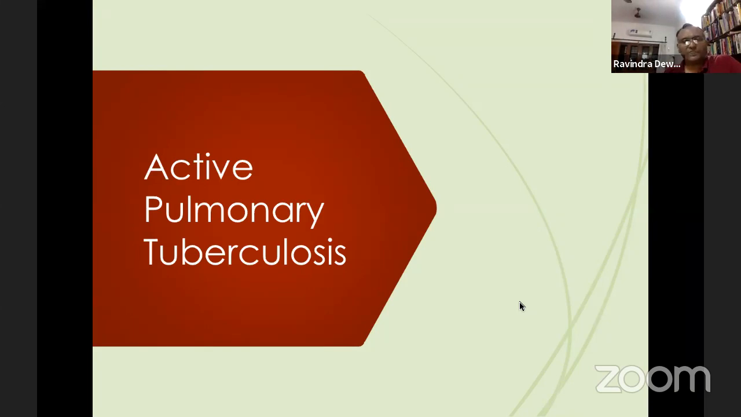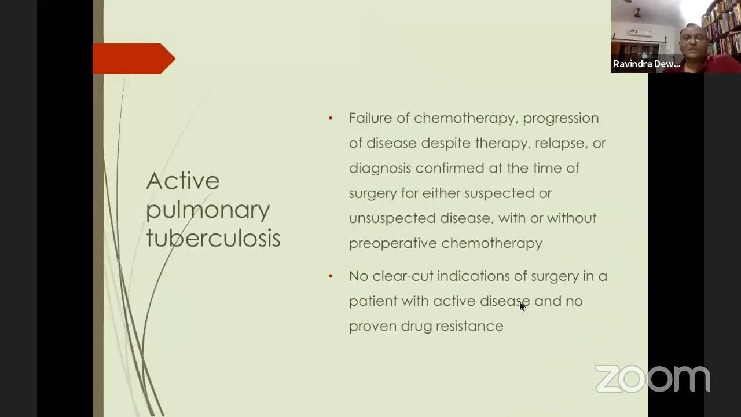Nowadays, we do a fixed drug combination, which is directly observed, and drug therapy for multi-drug resistant tuberculosis has been very clearly defined. But in active pulmonary tuberculosis, sometimes surgery may be required in the following situations: when there is failure of chemotherapy, or progression of disease despite therapy, or a relapse.